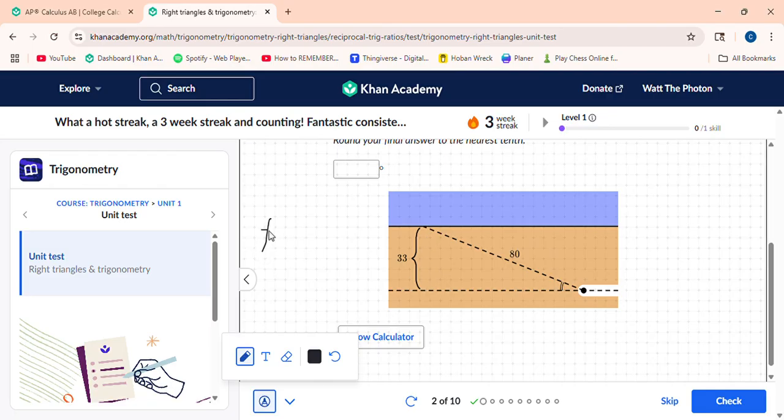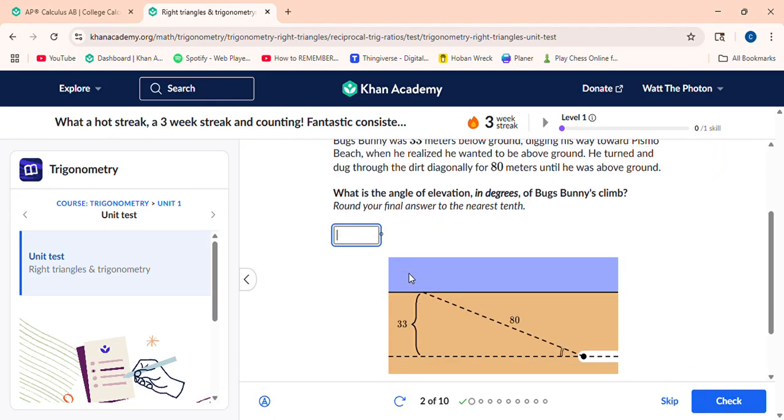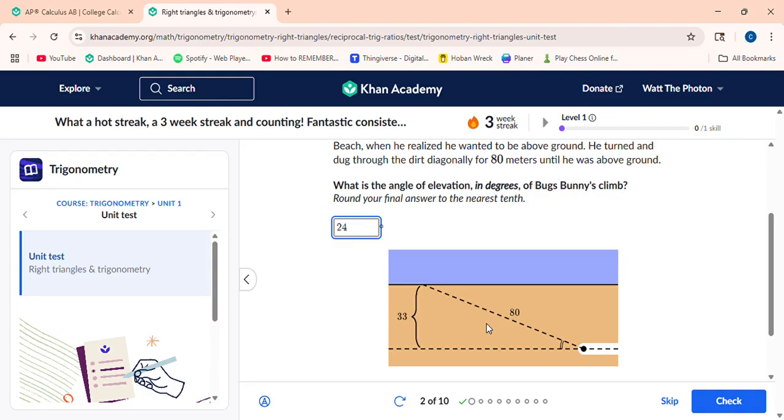So we have tan, no. So we have an opposite and hypotenuse, so that's sine of x is equal to opposite, 33, over hypotenuse. So let's see, the sine of 33 over hypotenuse. What angle did he dig at? 24.4.